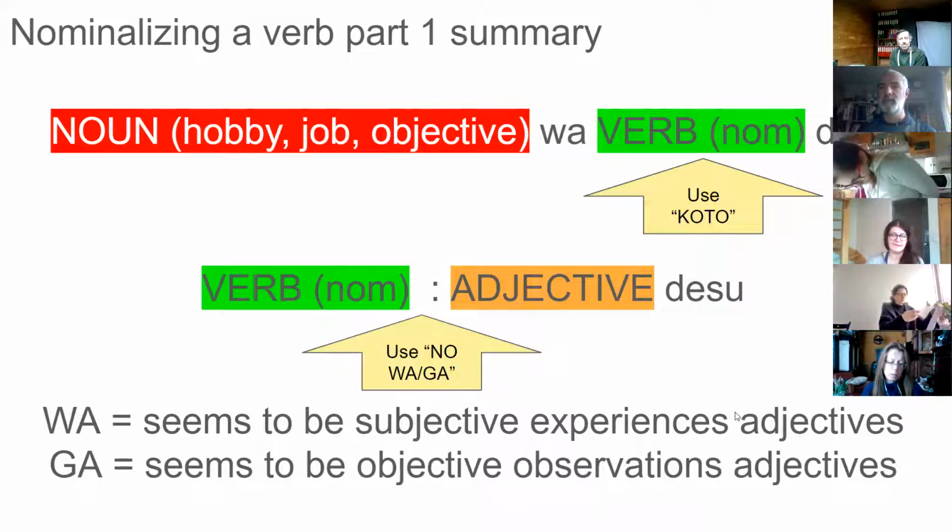So just to summarize so far, this is what your notes should say. If you're going to say one noun, hobby, job, objective is a nominalized verb, then you must use koto. If you're saying that a nominalized verb is an adjective, if you're describing it, then use no, and then wa or ga. You can use koto here, but only if you're writing it down. And then wa seems to be for subjective experiences, and ga seems to be objective observations.